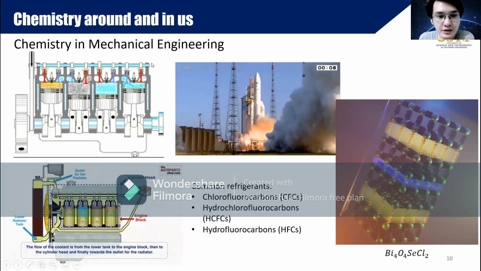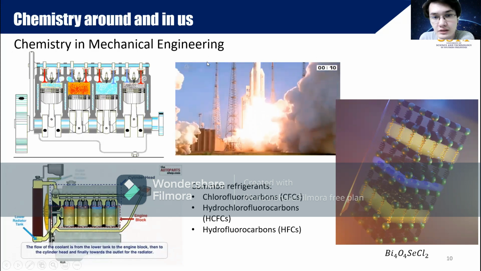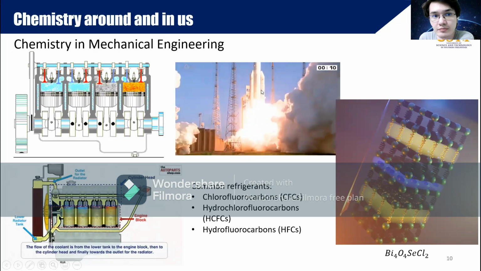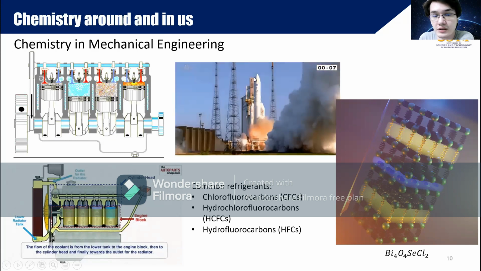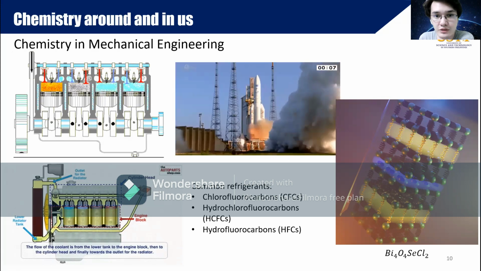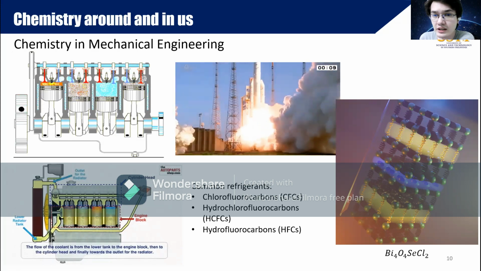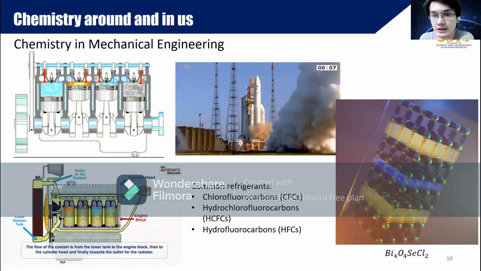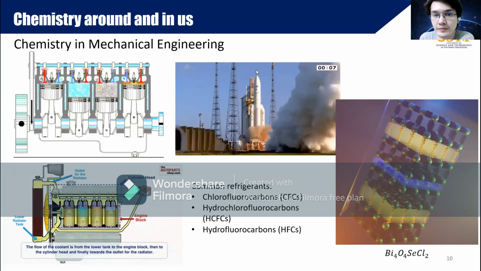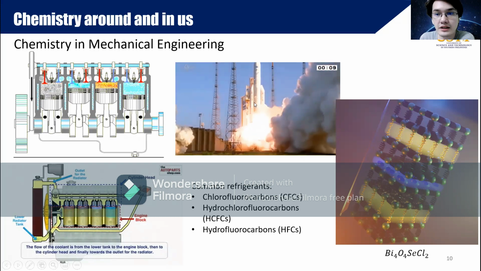So an example again would be on material science. Mechanical engineers are also involved in building rockets. So we take advantage of materials that can withstand so much heat in such a way that it would make the takeoff of rockets possible.